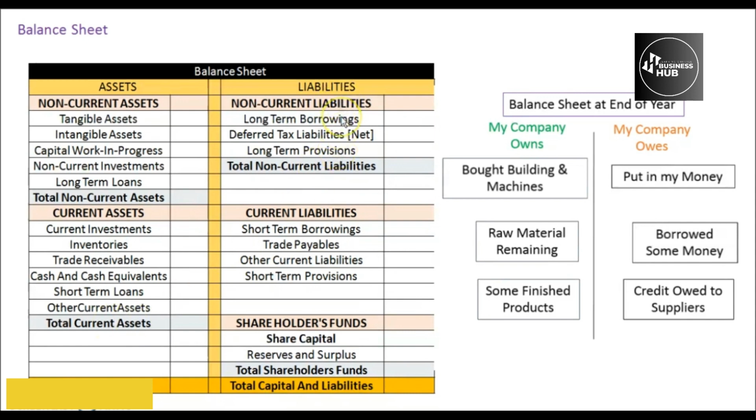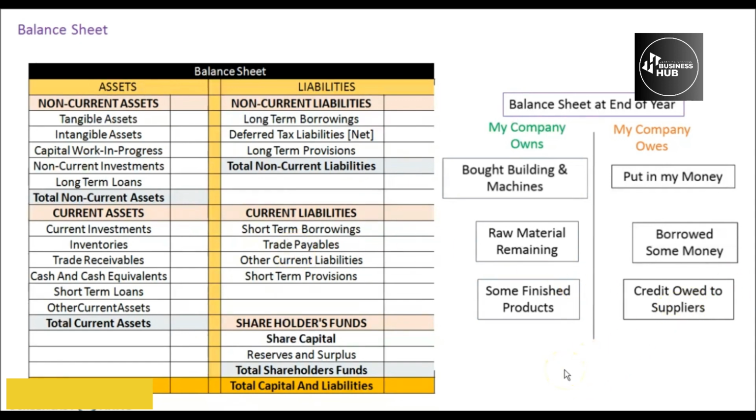Coming to the liability side, long-term borrowings are the money that your company has borrowed. Deferred tax liabilities is nothing but the tax that your company is supposed to pay but has deferred, that is, it is planning to pay it next year or so, and it is also a liability. Long-term provisions, etc. These all are liabilities. Coming to short-term liabilities, they are the borrowings and similar things. Trade payables is nothing but the credit owed to suppliers.